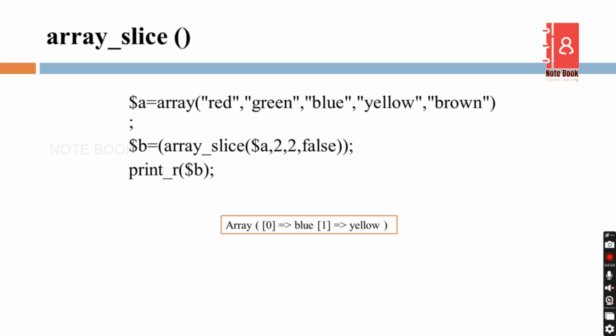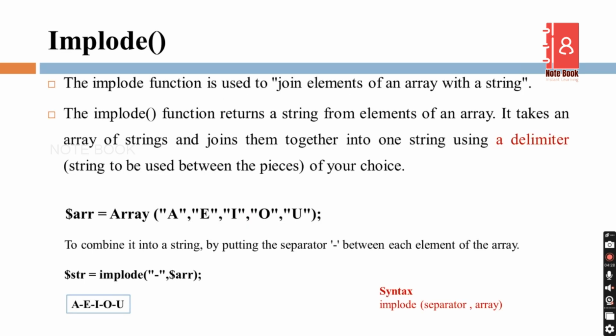That is an example. See, $a is equal to array of red, green, blue, yellow, brown. And $b is equal to array_slice of $a comma 2 comma 2 comma false. So array of 0th position is equal to blue and 1 equal to yellow. That will be printed with print_r of $b. So we are doing the array slice operation here and this will be the output.